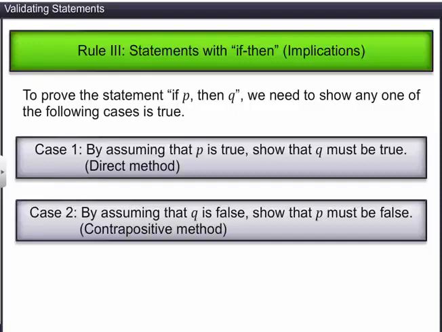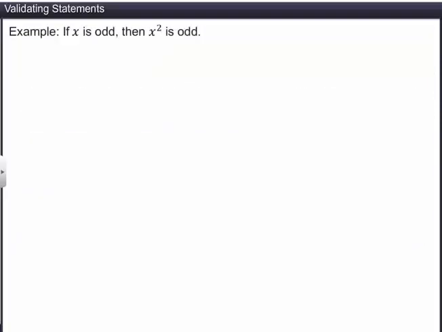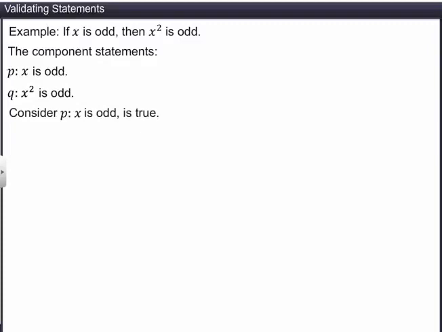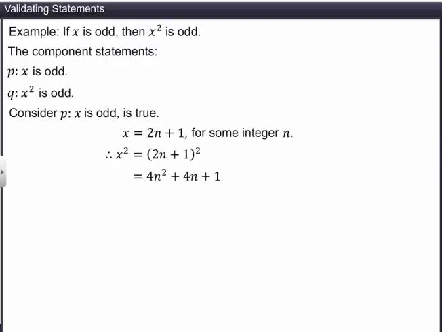Let's prove the statement: if x is odd, then x squared is odd. The component statements of the compound statement are: x is odd, x squared is odd. To validate the given compound statement, let's consider that the statement P is true. Let x be 2n plus 1 for some integer n, by the definition of odd number. Therefore, x squared is equal to 2n plus 1 whole squared. On simplification, we get 2 multiplied by 2n squared plus 2n, plus 1. This is also an odd number. This shows that x squared is also odd. Hence, the given statement is proved.